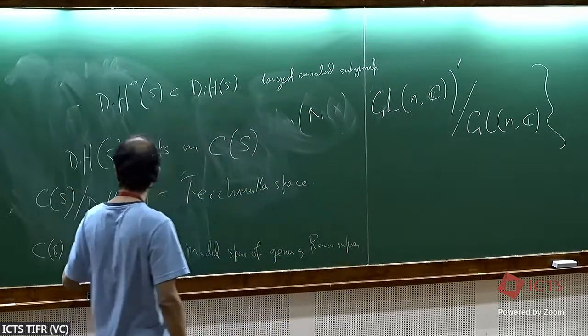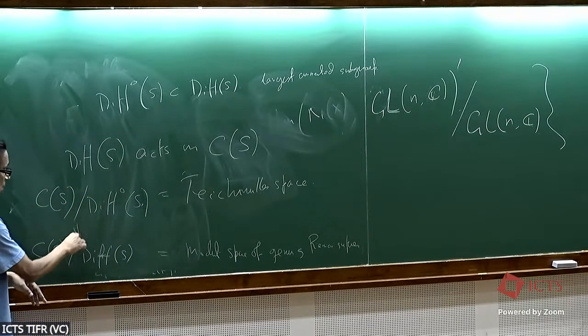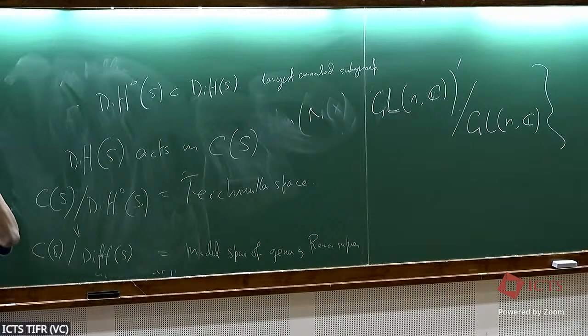So there is a quotient map because this is a smaller subgroup. There is a quotient map. Now the normal subgroup of this Diff is Diff naught S. This quotient means the group of connected components that act on this. And this is a quotient.